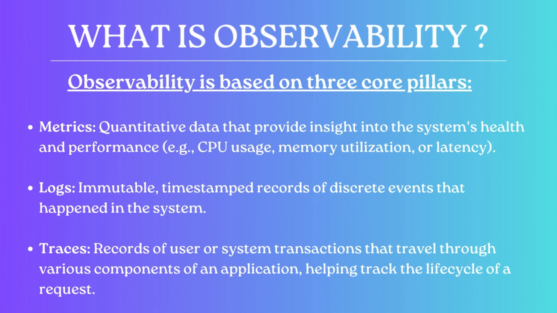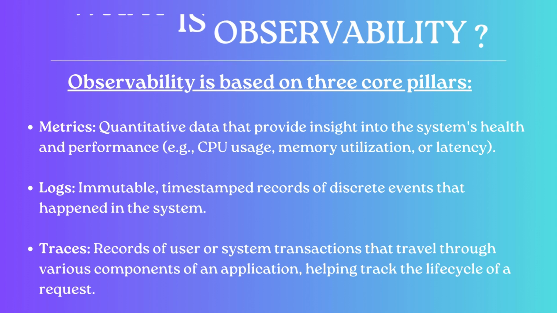Observability has three core pillars: metrics, logs, and traces. Metrics is quantitative data that provides insight into the system's health and performance, for example CPU usage, memory utilization, latency, disk IO, and all those things. Logs are immutable, time-stamped records of discrete events that happened in the system. Traces are records of user or system transactions that travel through the various components of applications, helping track the life cycle of a request.